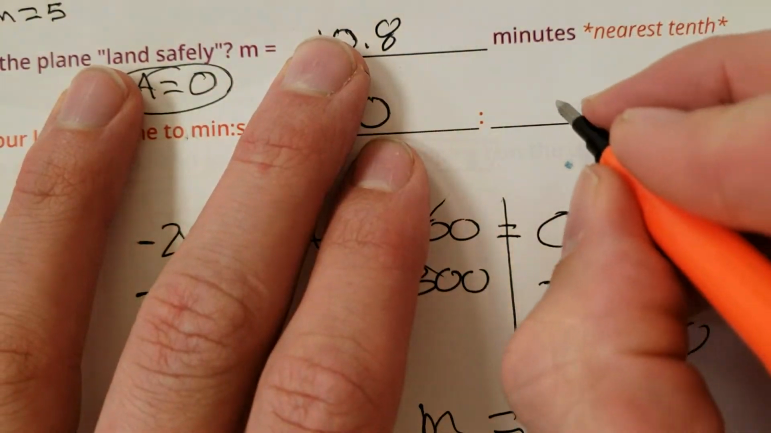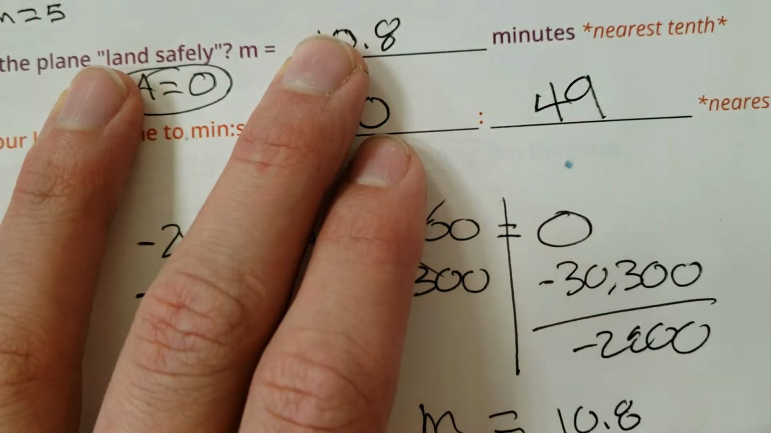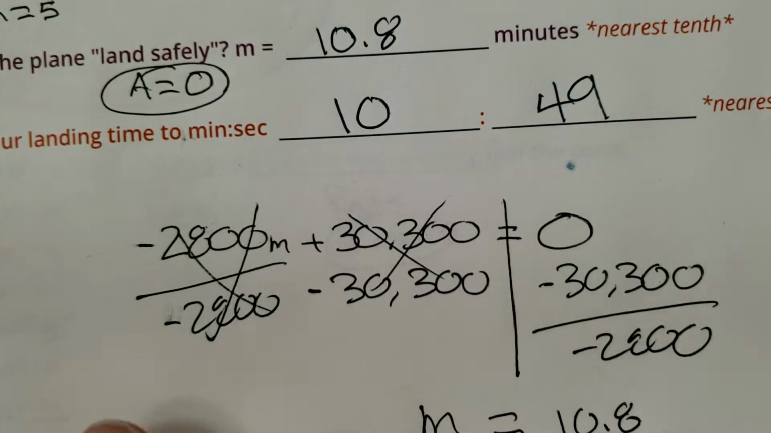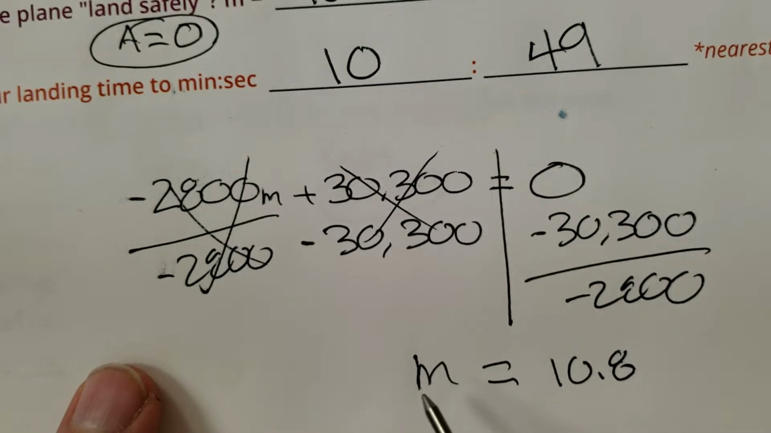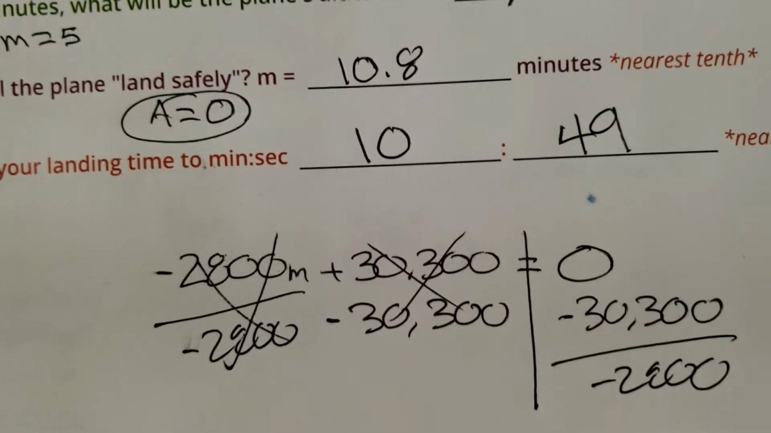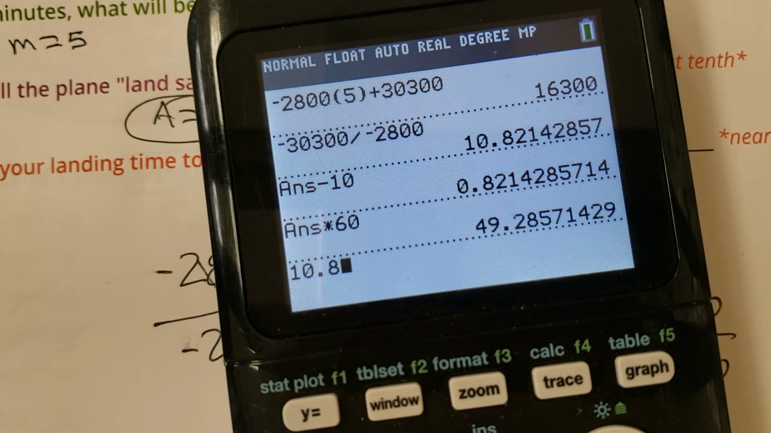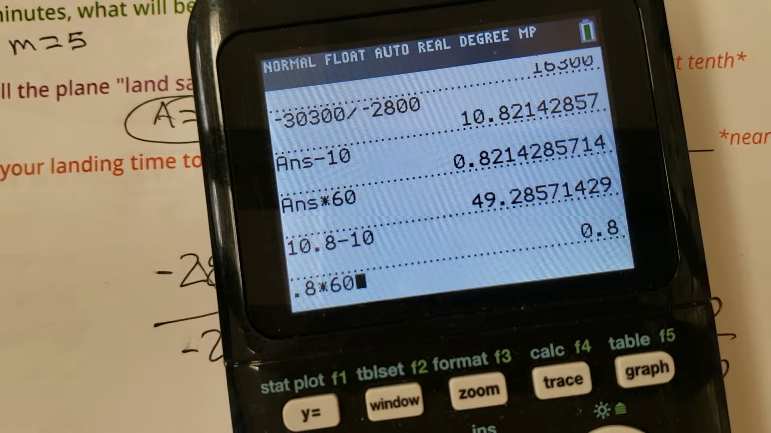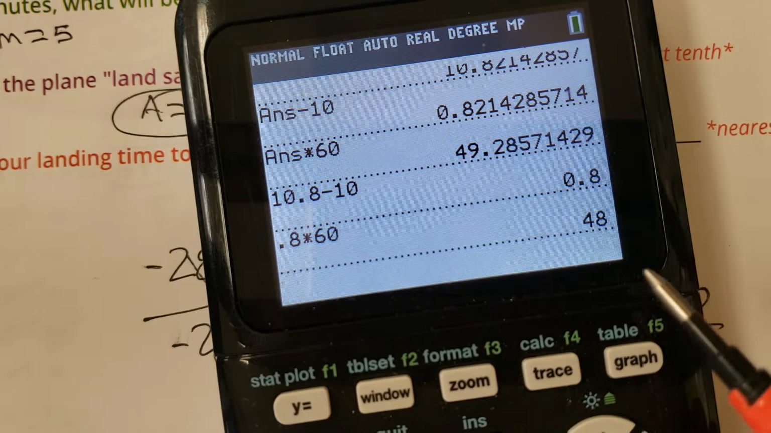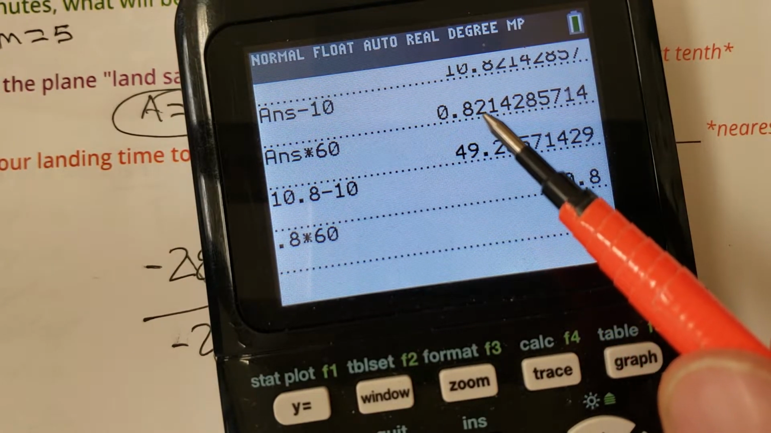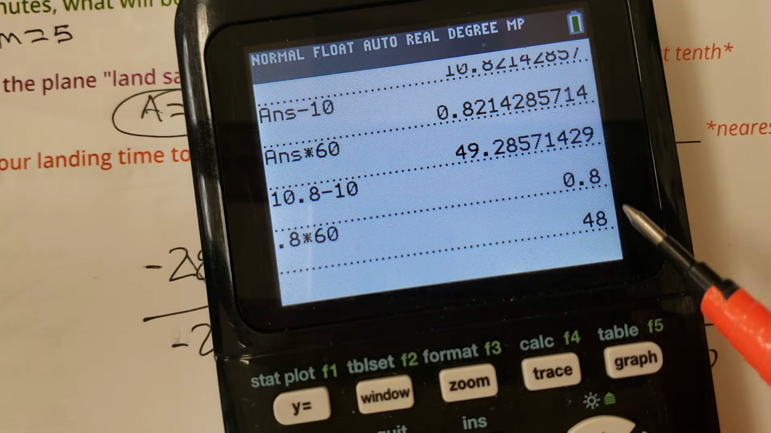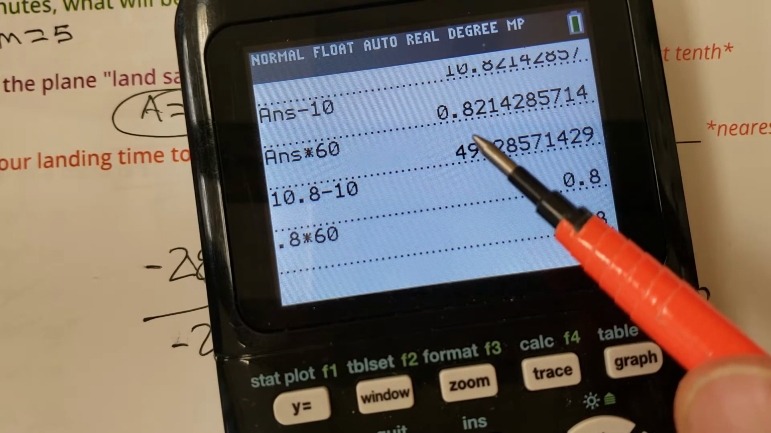Here we go. 10 minutes, 49 seconds. So make sure you save when you round it to the nearest tenth, okay? Make sure you save that decimal. Don't completely get rid of it yet, because if you're not careful, if you try to do 0.8 times 60, you might be off. Yeah, see, look at that. If you chop it off too soon, you're going to be off by a second. So make sure you're very, very careful.